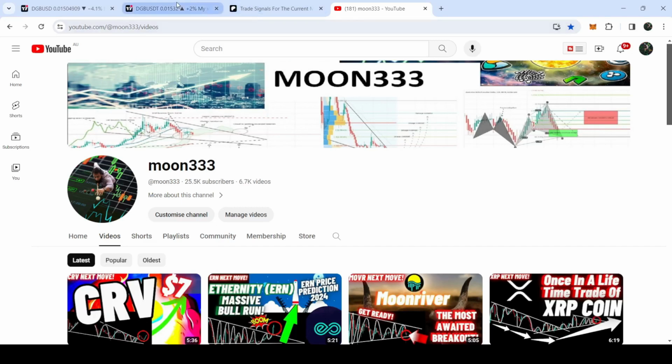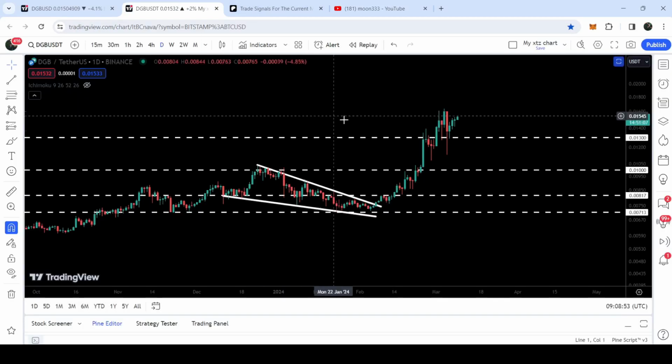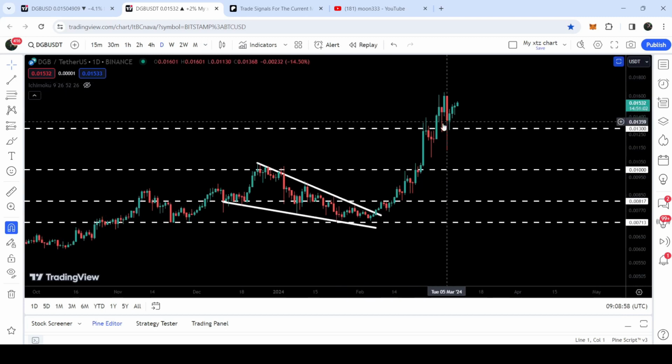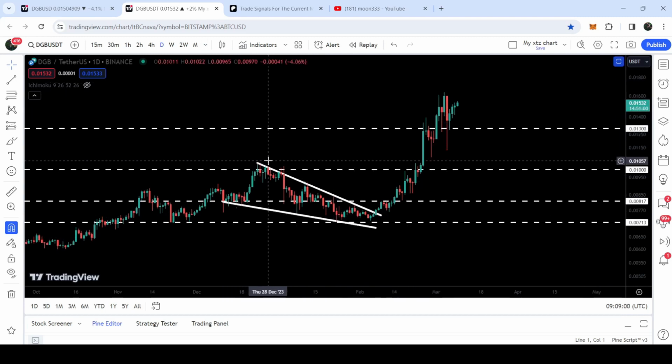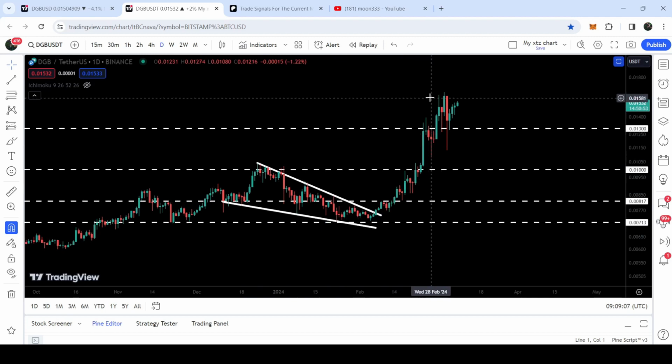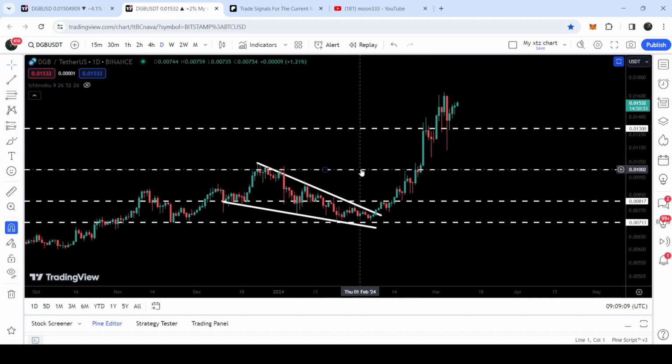As in my earlier video, I was showing you that DGByte coin broke out another falling wedge pattern on the daily time frame chart, and after that you can see that the price rallied very well. I was telling you that the target can be here at the top of the wedge, approximately 1 cent, and you can see that the price has rallied beyond that target, and during this rally the price has broken out two very significant resistances.